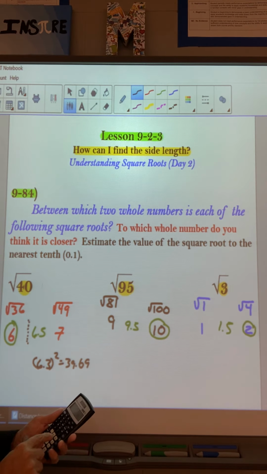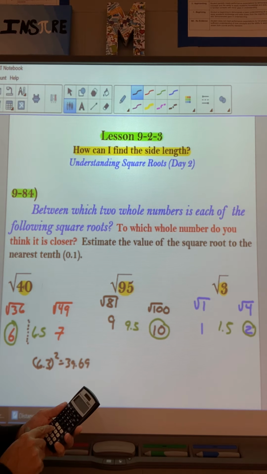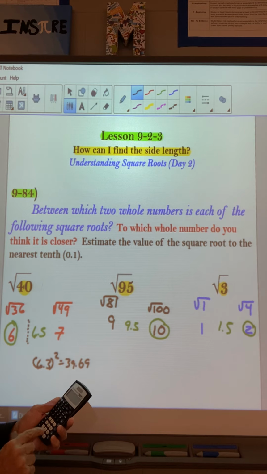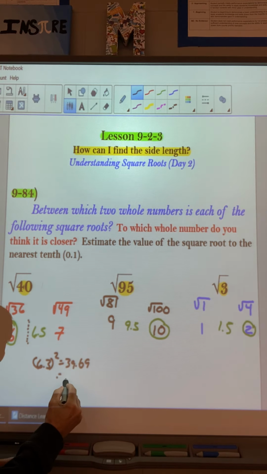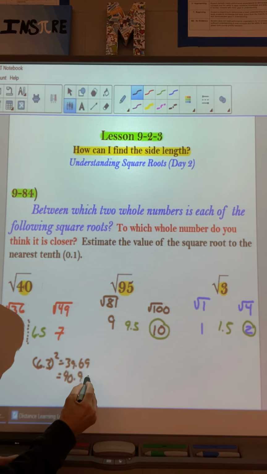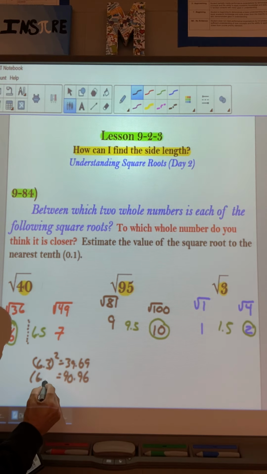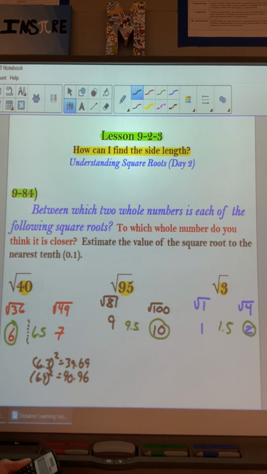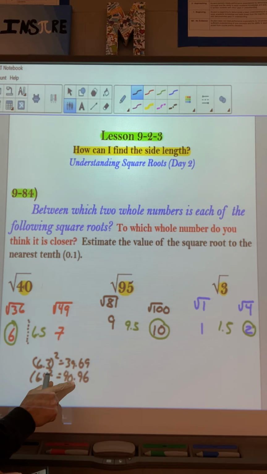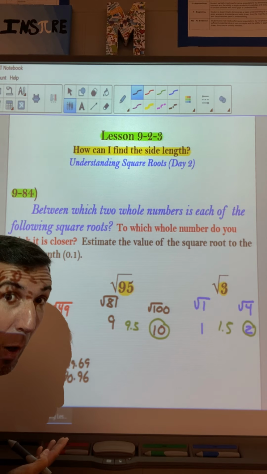Okay, let's see if I can do 6.4. 6.4 times 6.4 equals 40.96. Okay, that's pretty close to 40. This is on one side of the 40, that's on the other side of the 40. So the question is which one is closer?